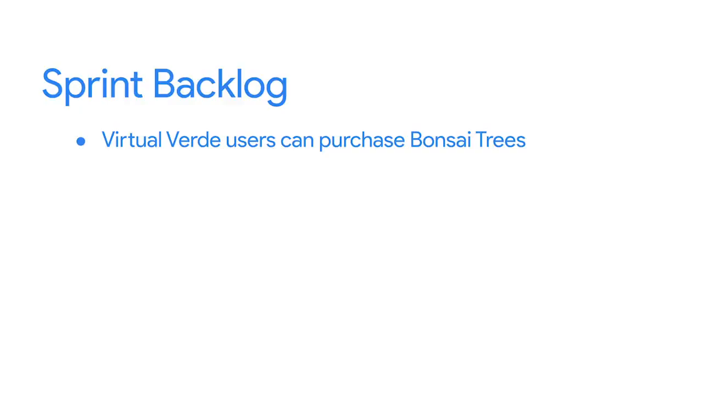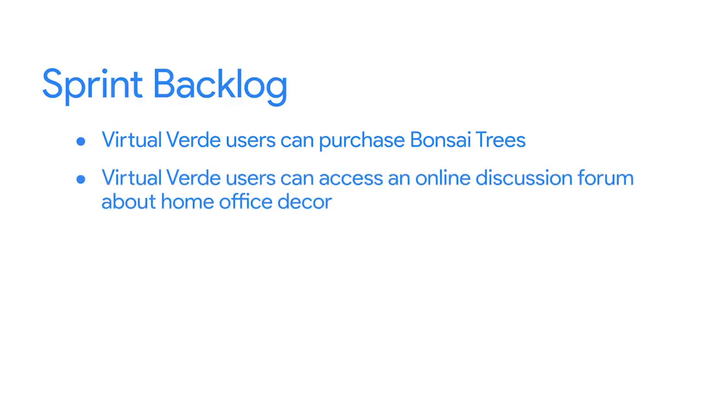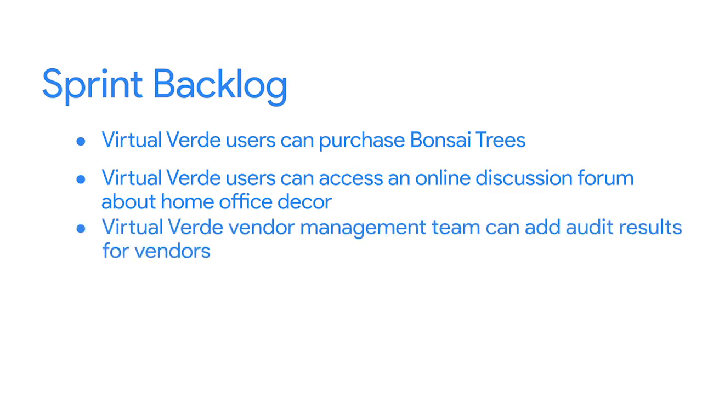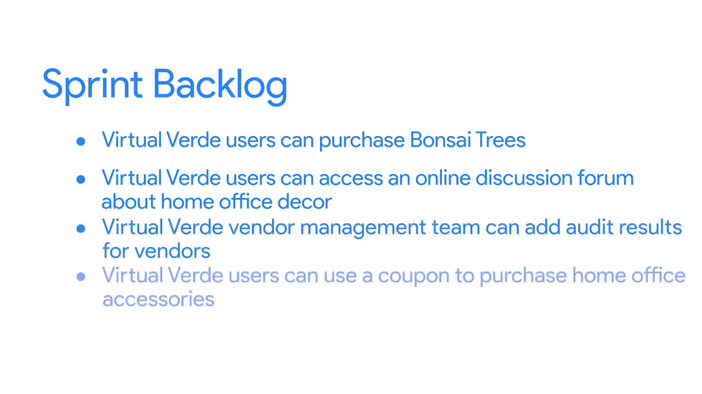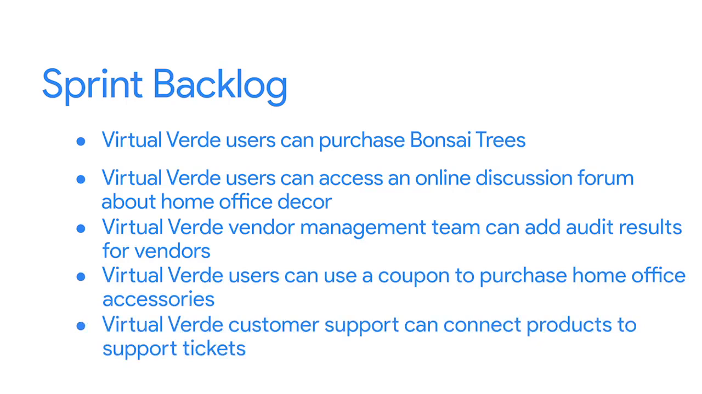For example, let's say Virtual Verde has identified these 5 items as the sprint backlog for May. Virtual Verde users can purchase bonsai trees. Virtual Verde users can access an online discussion forum about home office decor. Virtual Verde vendor management team can add audit results for vendors. Virtual Verde users can use a coupon to purchase home office accessories. Virtual Verde customer support can connect products to support tickets.